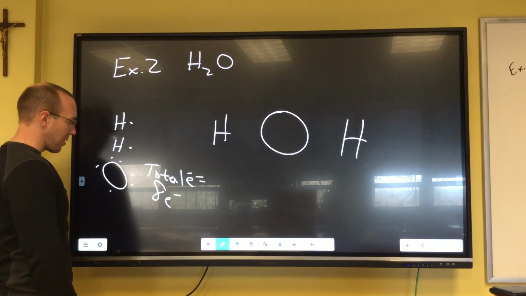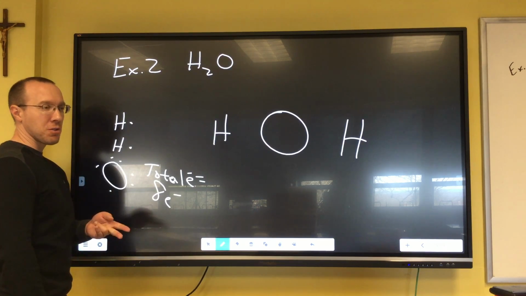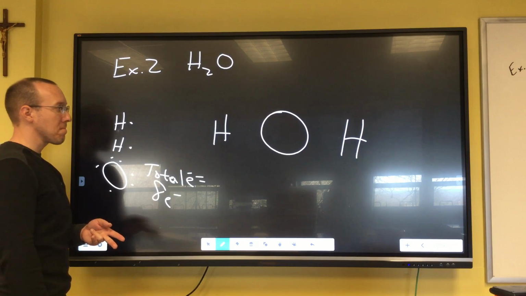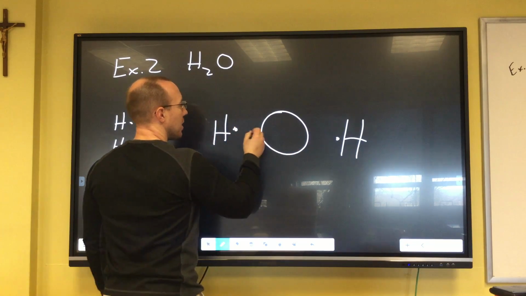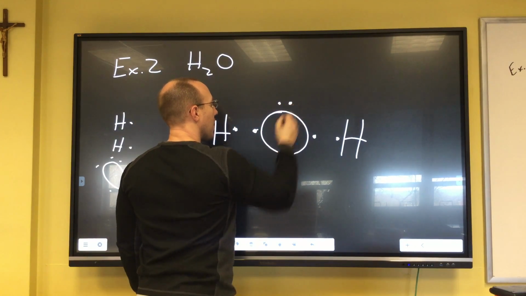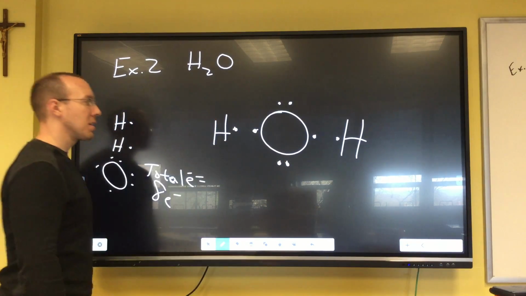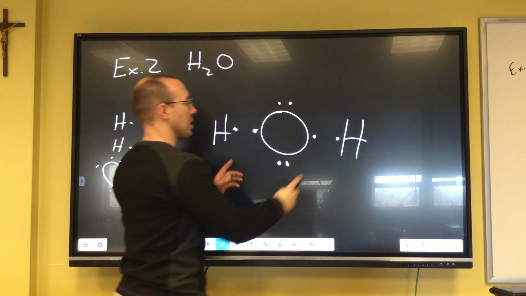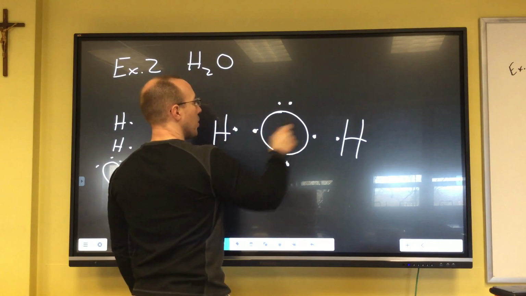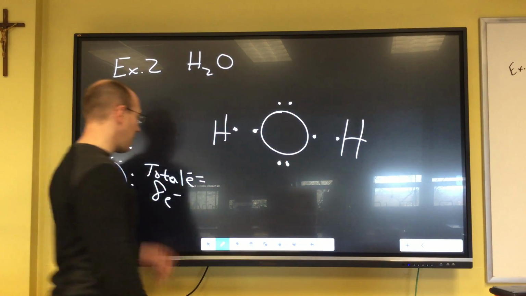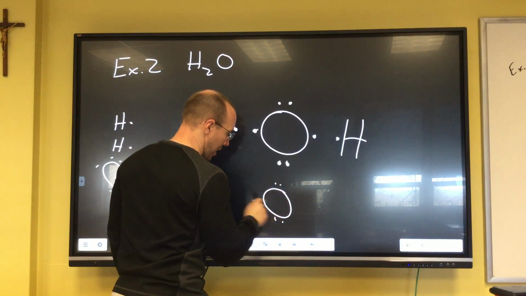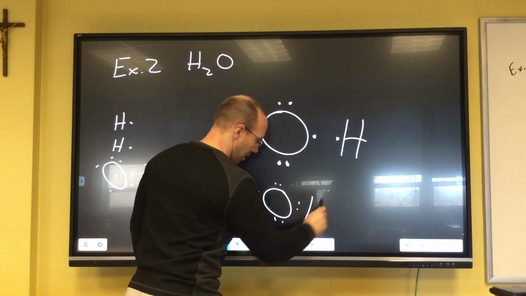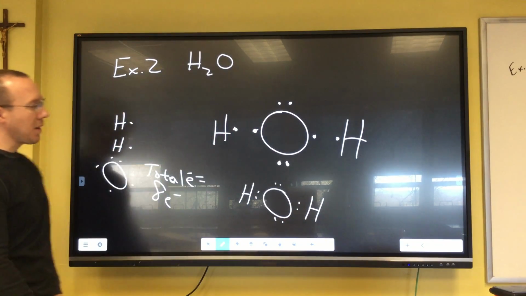So oxygen has originally 6, so it needs 2 extra ones. So here's my hydrogen, and here's my oxygen. So look at our oxygen. These combine 2, 4, 6, 8. 8 on the oxygen, 8 total electrons. Now if we'd draw these out the way we did for the other stuff, we'd have it look like that. Okay?